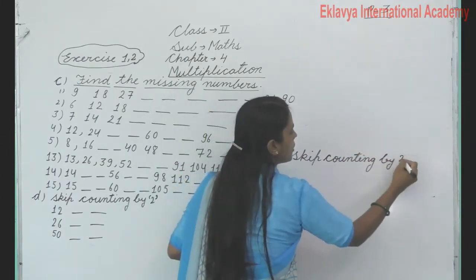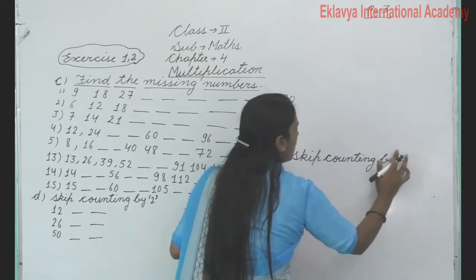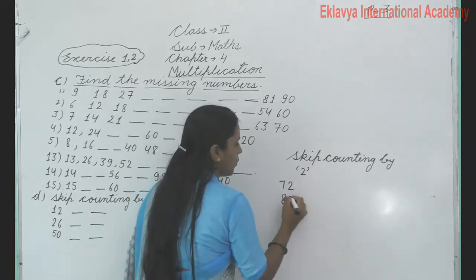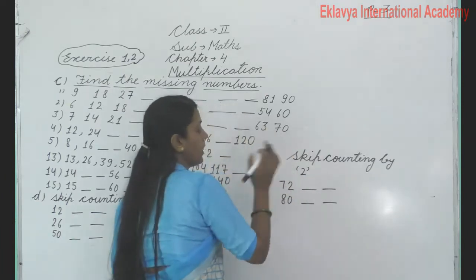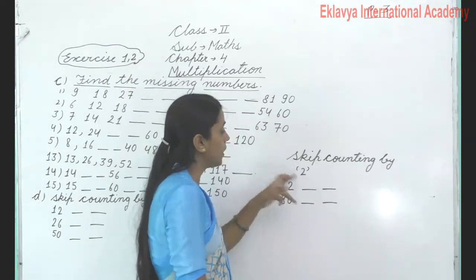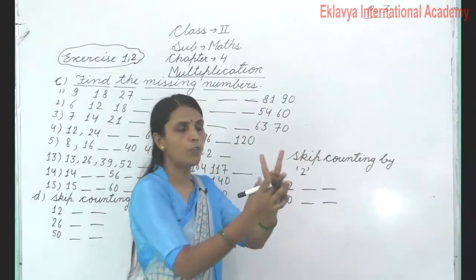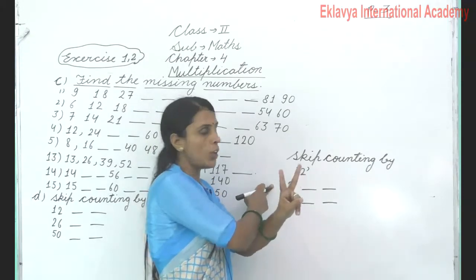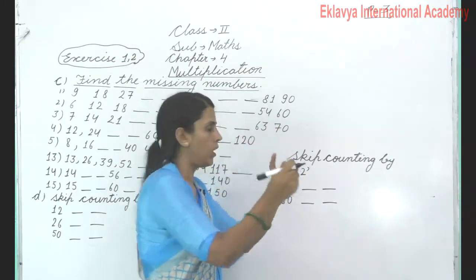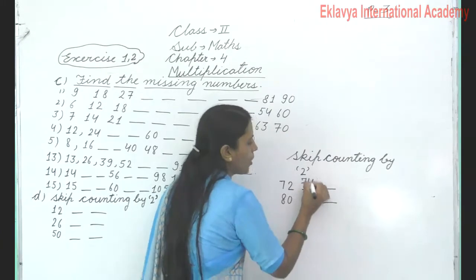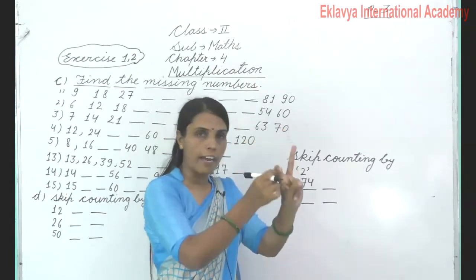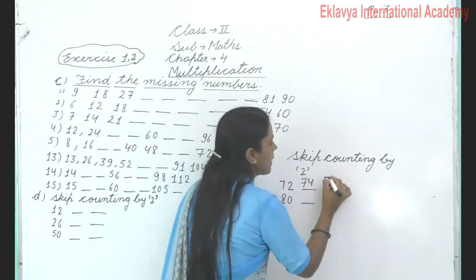Skip counting by 2. Listen. Okay, we can write this type here. Suppose I have given you this type of example. You have to fill in here. You have the number 72. Here, skip counting by 2. So we will jump 2 numbers like this. Okay, we will take 2 fingers here. Here the number is 72. What will come after 72? Listen. 73, 74. We will write the answer 74 here. Got it? Then we will jump again from 74: after 75, 76. We will put 76 here.